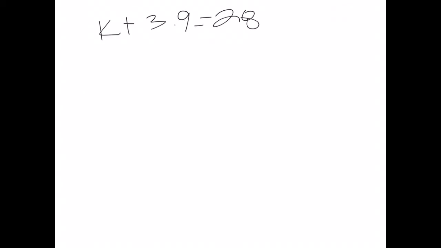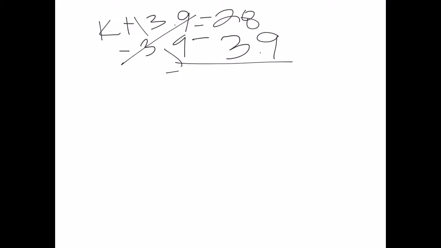In this equation, we have addition instead of subtraction. So we are going to subtract, because subtraction undoes addition. You're going to subtract 3.9, and that cancels out. You're going to do whatever you did on one side of the equation to the other. So you're going to subtract 3 and 9 tenths.